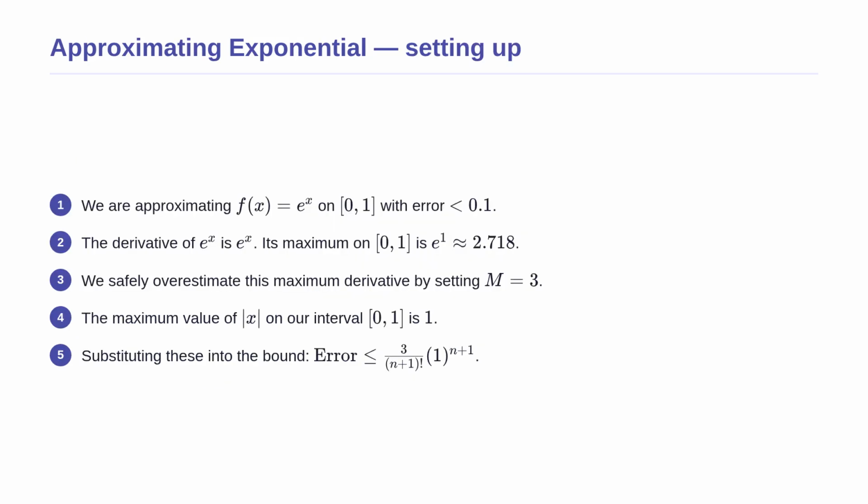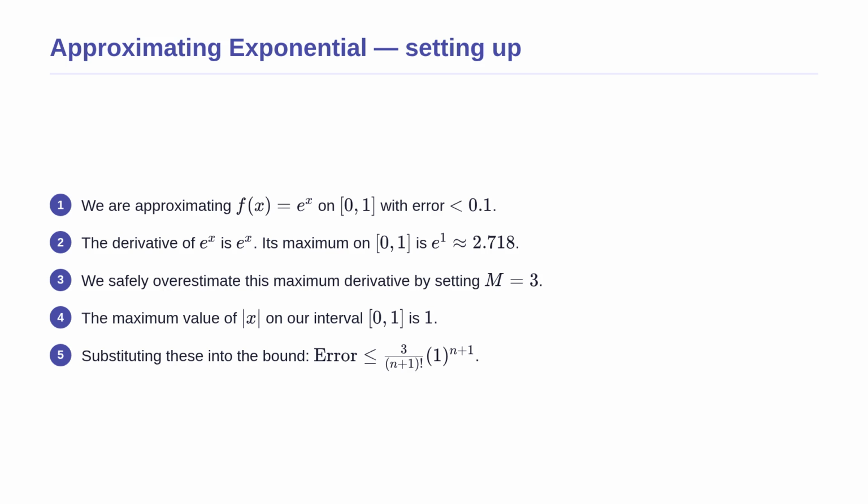Let us work through the example. We are given the function e to the power of x on the interval 0 to 1, and we need the error to be less than 0.1. First, we need to find M. The derivative of e to the x is always just e to the x. On our interval, its maximum value occurs at x equals 1, which is about 2.718. To be safe and make the math easier, we overestimate this and set M equals 3.